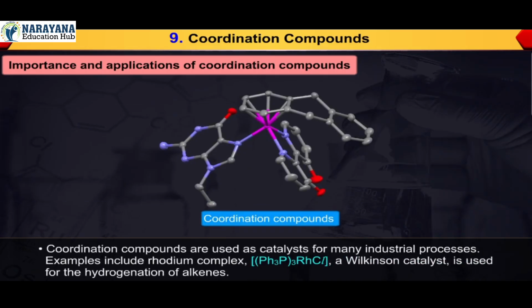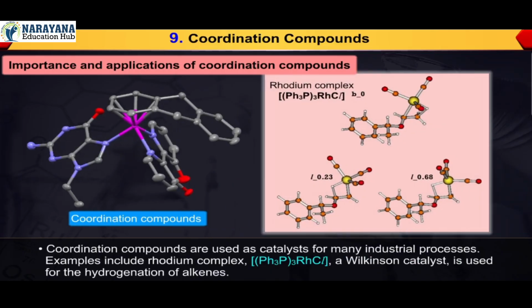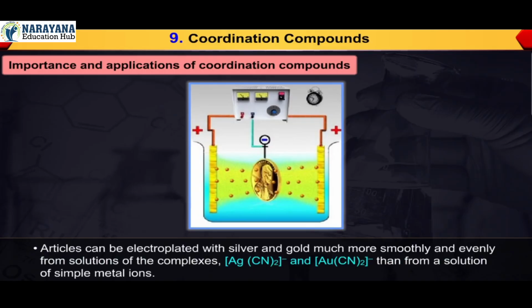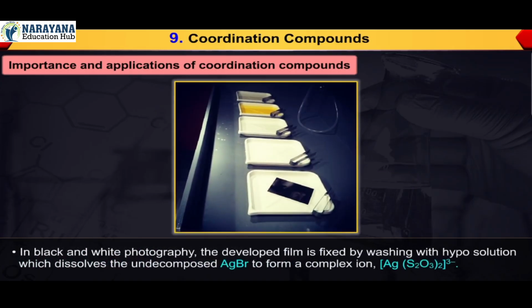Coordination compounds are used as catalysts for many industrial processes. Examples include rhodium complex, [Rh(PPh3)3Cl], a Wilkinson catalyst, which is used for the hydrogenation of alkenes. Articles can be electroplated with silver and gold much more smoothly and evenly from solutions of the complexes [Ag(CN)2]- and [Au(CN)2]- than from a solution of simple metal ions. In black and white photography, the developed film is fixed by washing with hypo solution, which dissolves the undecomposed AgBr to form a complex ion [Ag(S2O3)2]3-.